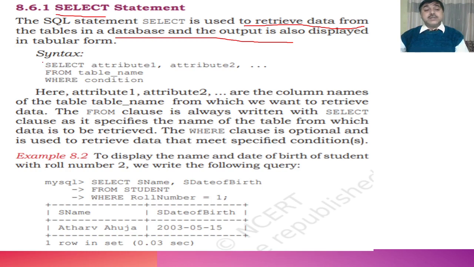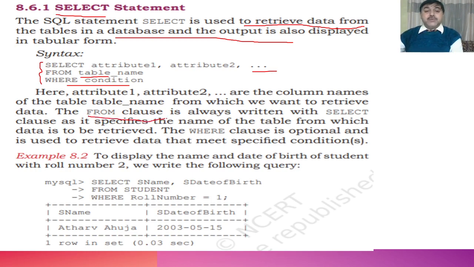So what is the syntax of it? This is the syntax: select attribute 1, comma, attribute 2, dot dot dot meaning n number of attributes. However many attributes we want to select, we can select. From where? From the table name. The table name should be there.